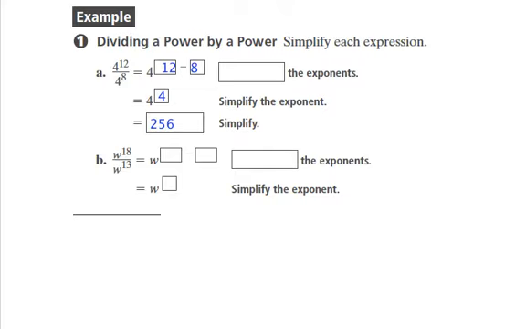1b, w to the 18th divided by w to the 13th. You can solve this by taking w to the 18th minus 13th. So we end up with w to the 5th.